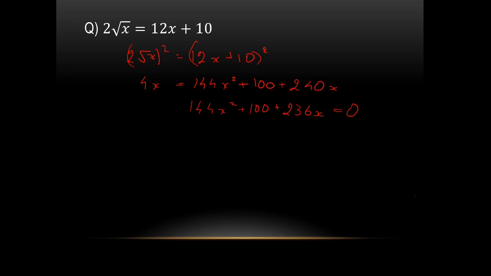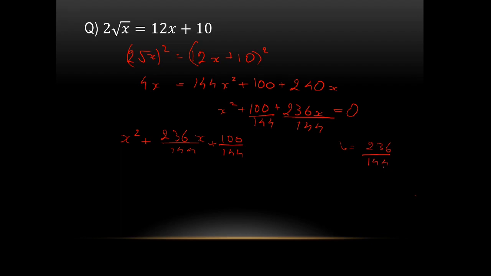What we do is divide the whole equation by 144. So divide 100 by 144, divide 236x by 144. So now we get it in our form as x squared plus 236x by 144 plus 100 by 144. So now b is equal to 236 by 144. So we take the minus of b and divide by 2.